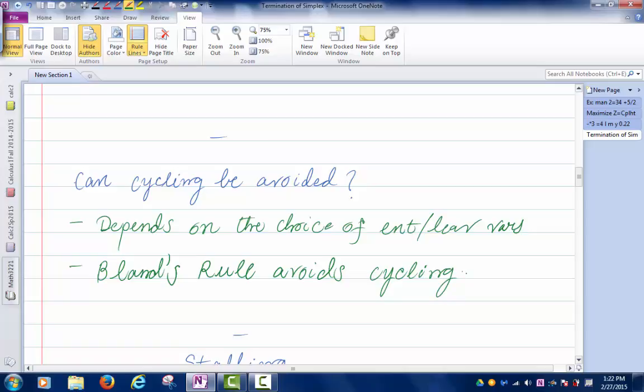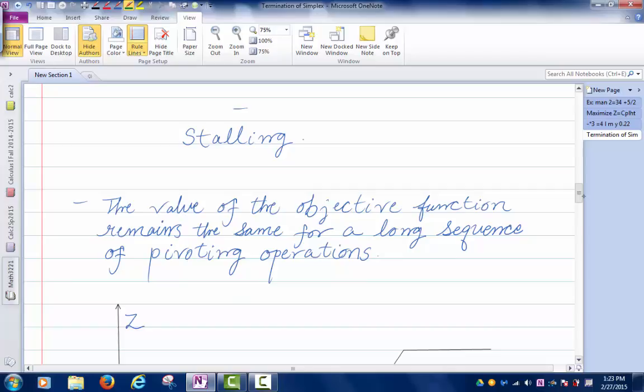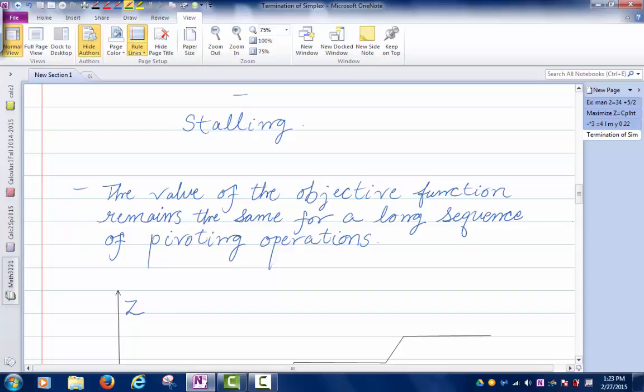Okay, but there are other problems with Bland's rule. We're going to see in a second. So even Bland's rule is anti-cycling. If you use Bland's rule, you can avoid cycling. However, there are other problems with it, which is why we may not want to use it. So another phenomenon that can happen is called stalling. Stalling is not cycling. What is stalling? Stalling means that for a long time, for a long sequence of pivoting operations, the value of the objective function remains the same.